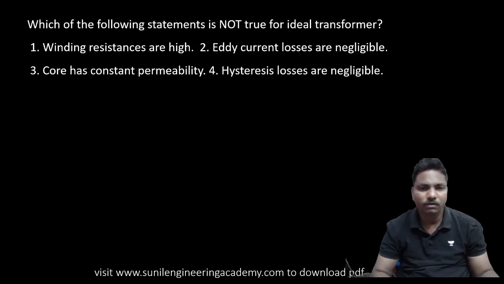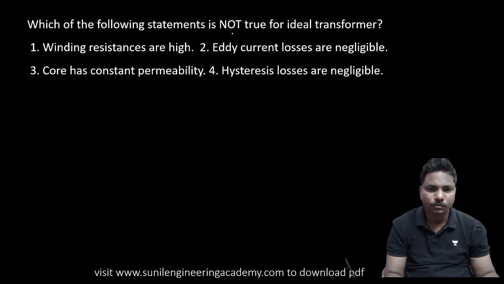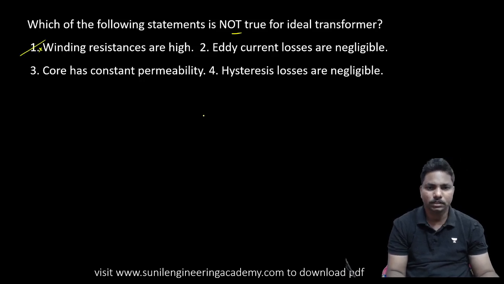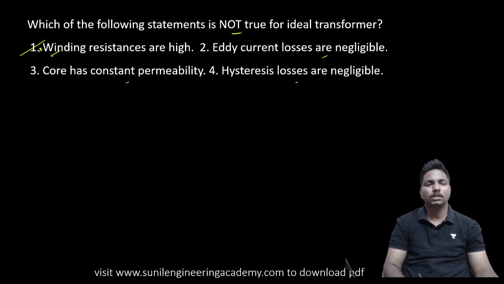And the next one, which of the following statements is not true? First one, winding resistances are high. No, winding resistances have to be low. So which is wrong? The wrong one is the correct answer. Eddy current negligible, that is ideal. Constant permeability or high permeability, that is ideal. Hysteresis losses are negligible. So all these are correct, and only this one is wrong. So that is the correct answer.